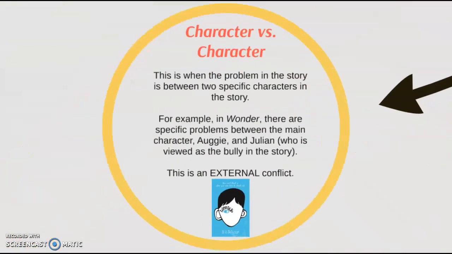Character versus character. This is when the problem in the story is between 2 specific characters in the story. For example, in the book Wonder, there are specific problems between the main character Augie and Julian, who is viewed as the bully in the story. This is an external conflict, and I do encourage everyone to read the story and also look at the movie because it's a great story.